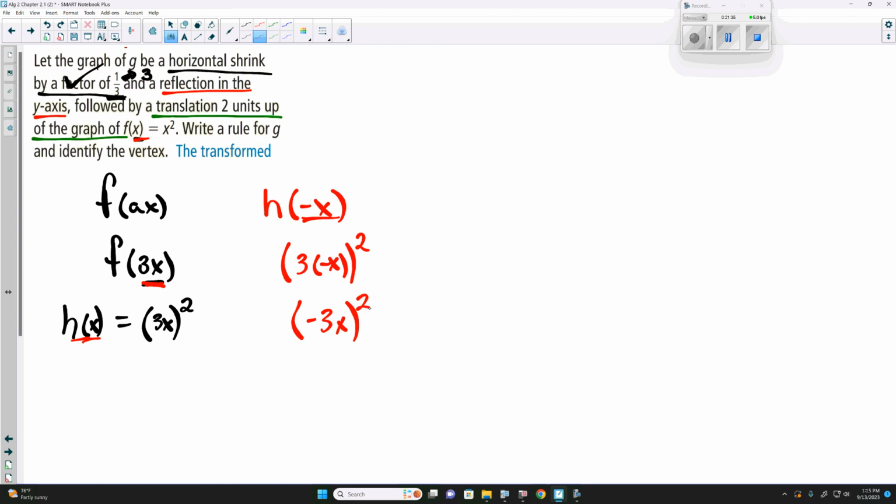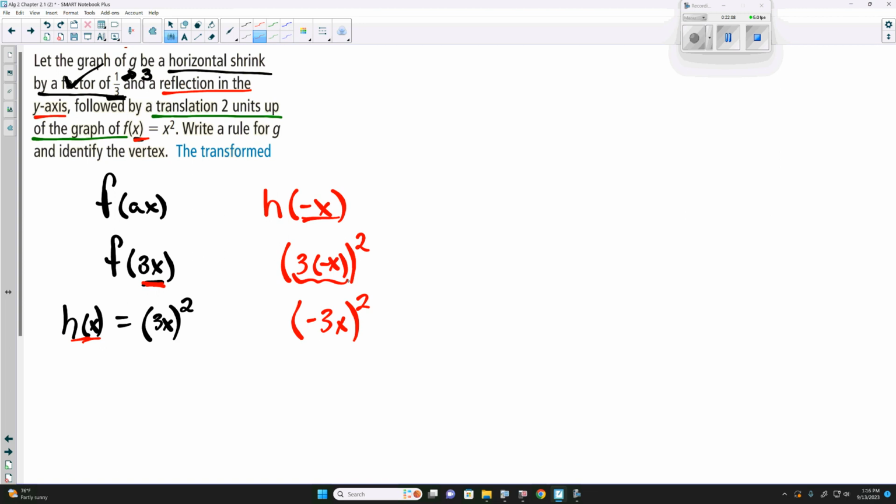We still have the parentheses around the square, because to simplify that, we would have to actually square the whole thing, the negative 3x. But we can leave it as negative 3x here, because we're doing 3 times negative x, which is our negative 3x. Any questions on this so far?